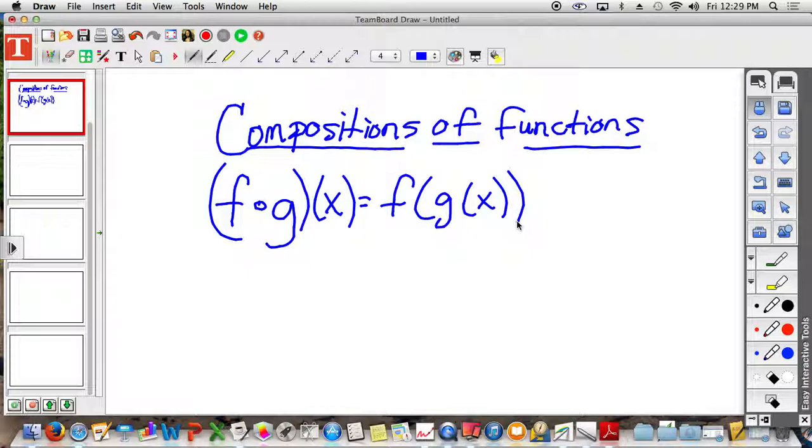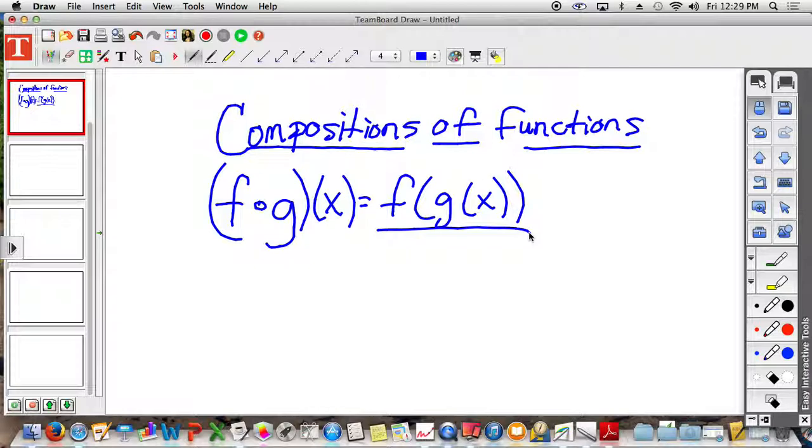This notation, the fog notation, is a little bit, I think, more confusing than this other notation right here. So whenever I see the fog notation, I always immediately change it to this notation right here. And you know how when you read a sentence, you always start on the left-hand side and read to the right? When you're doing compositions, you kind of work backwards. You start on the right and you work your way to the left.